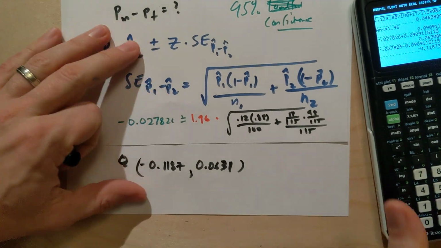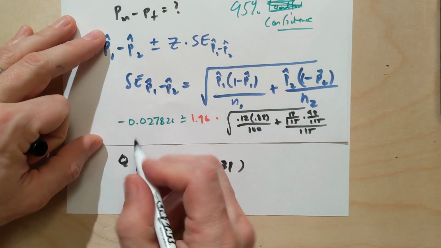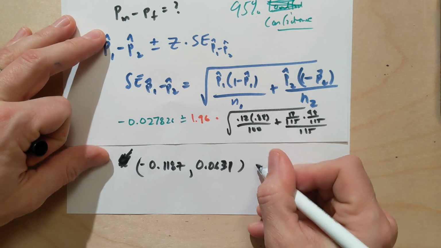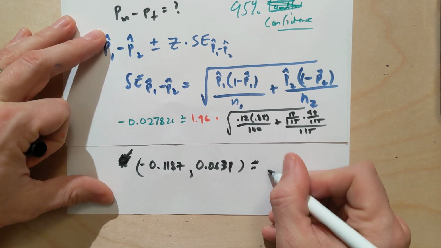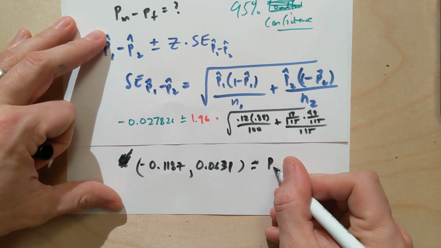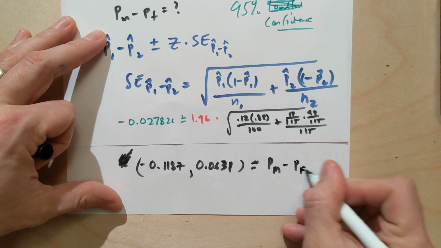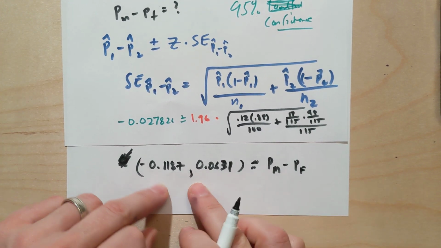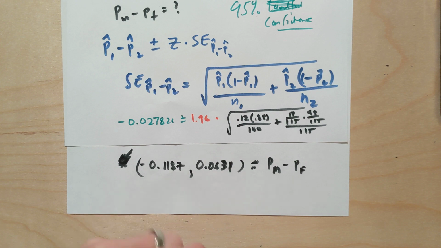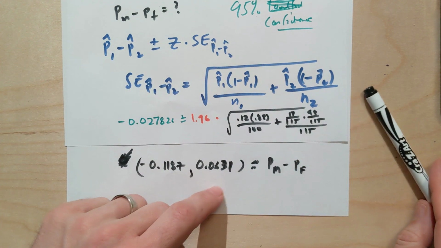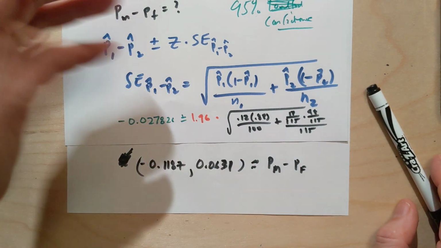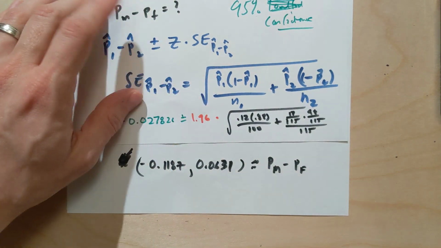And so in this case, it really should be no surprise that we failed to reject the null hypothesis, because this is our estimate for what the actual difference is between the proportion of males and the proportion of females that are left-handed. 0 is in this interval, so it makes sense that we would fail to reject that there is no difference in the proportion of males and females that are left-handed.